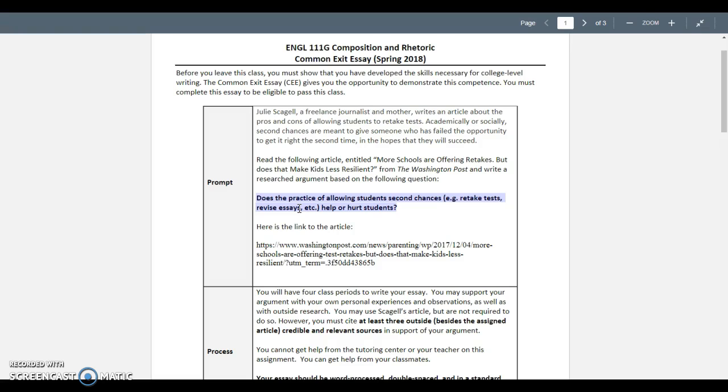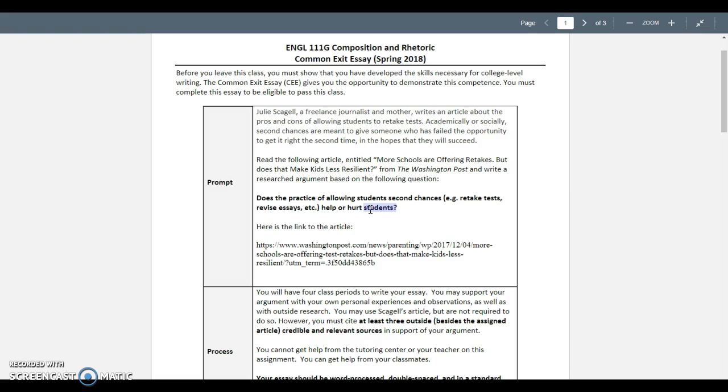Also, like I said, it's important to focus on the wording. This one is referring specifically to students. So when you write your essay, make sure that you focus on students and you don't provide examples or focus on adults or anything like that.